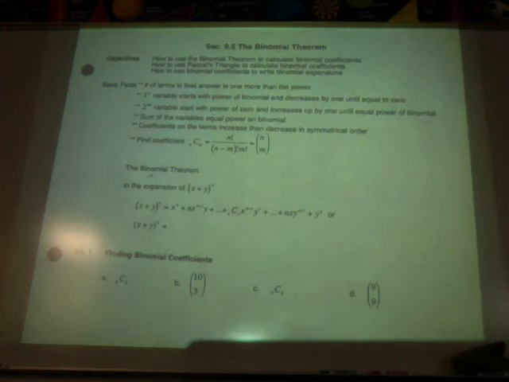All right, so we're going to look at section 9-5. It's called the binomial theorem, which must mean that it deals with binomials, right? So some basic facts that I have here. The number of terms in your final answer is one more than the power.